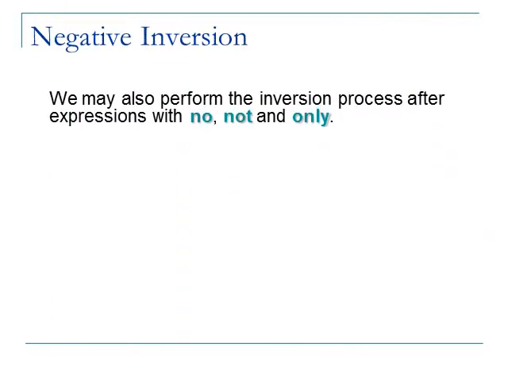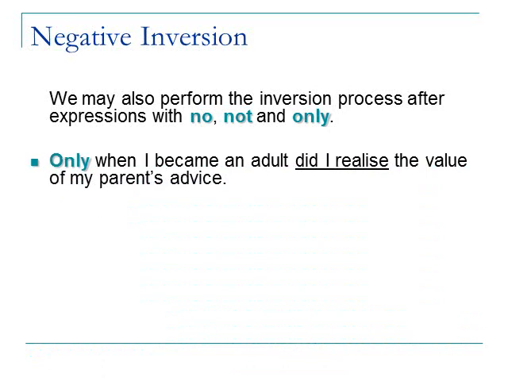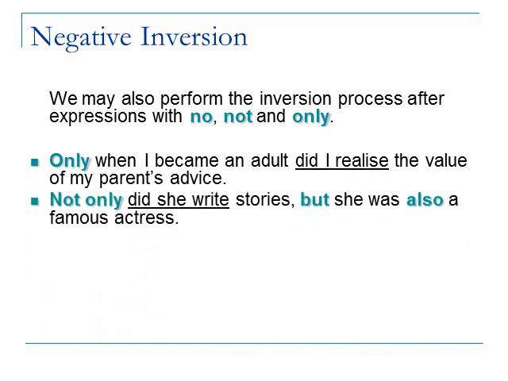The negative inversion is usually formed with other expressions, particularly with those with no, not, and only. Only when I became an adult did I realize the value of my parents' advice. Not only did she write stories, but she was also a famous actress. Now, with this particular pattern, you can make it short and say, not only did she write stories, but also novels. If the main verb is the same, you can actually omit it. If not, or if the subject is different, then you are required to write basically everything.